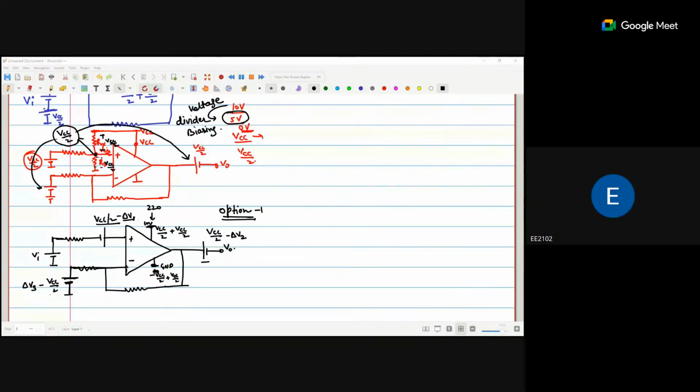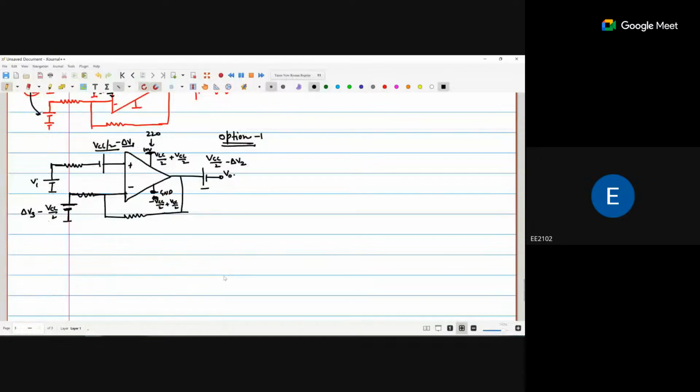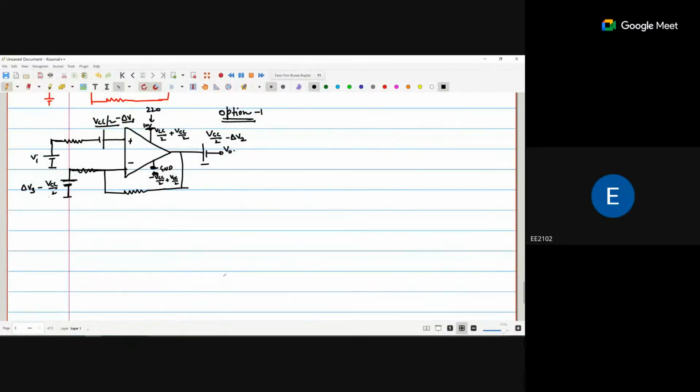Okay, so the other way is that we use a capacitor and provide a voltage divider biasing here. This voltage divider biasing will be this VCC by 2. This VCC by 2 is applied across this capacitor. That means this capacitor will always charge by the VCC by 2 supply.